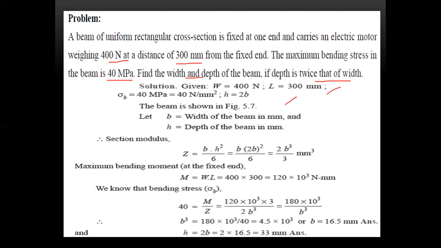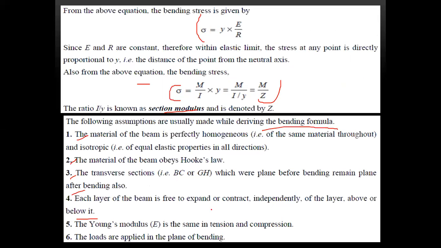So from the figure 5.7, let's find W, H, depth of beam, width of beam. The section modulus Z is equal to B into H squared by 6. Maximum bending moment M is equal to W into L, that is this one. We know that the bending stress sigma B is equal to M by Z with this formula. Okay, M by Z.